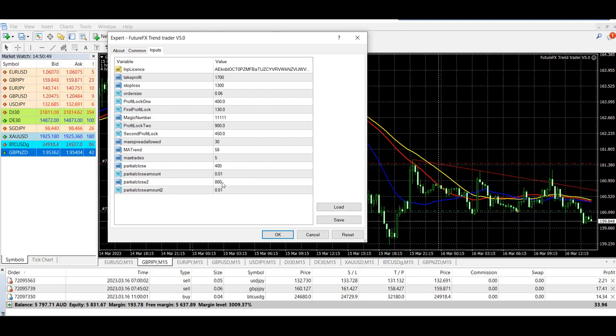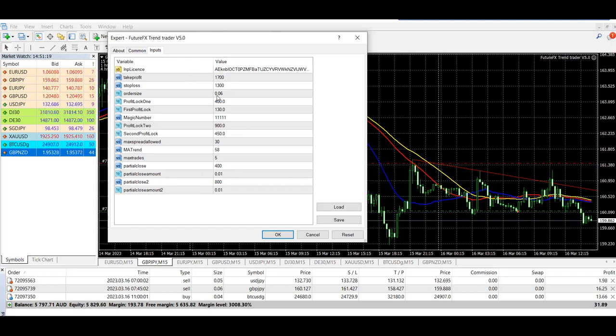Second partial close, either just before or just after the second profit lock. Okay, in this case, I've got just before. What you don't want to do is close out too much of your trade with the partial closes, because the more of the trade you close out early, the less you're going to have open if that trade goes right through to your take profit.